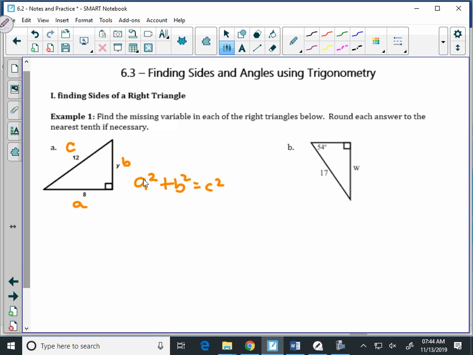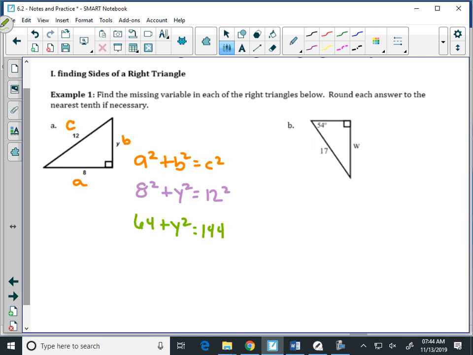So when we plug it in, A is 8, B is y, and C is 12. So we get 8 squared plus y squared equals 12 squared. Then we just solve for y, so clean it up. What is 8 squared? What's 12 squared? What do we have to do with this 64 to get y by itself? Subtract it. Good. What's 144 minus 64? 80.